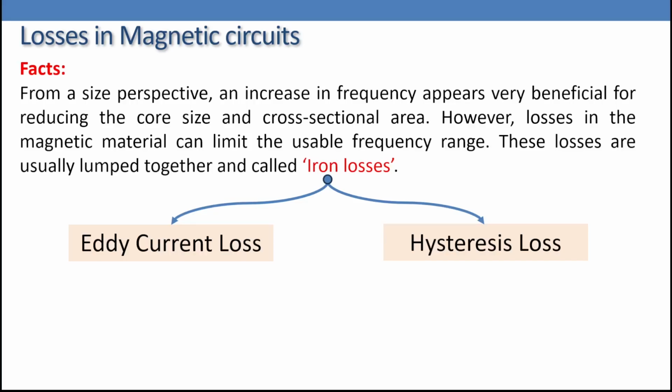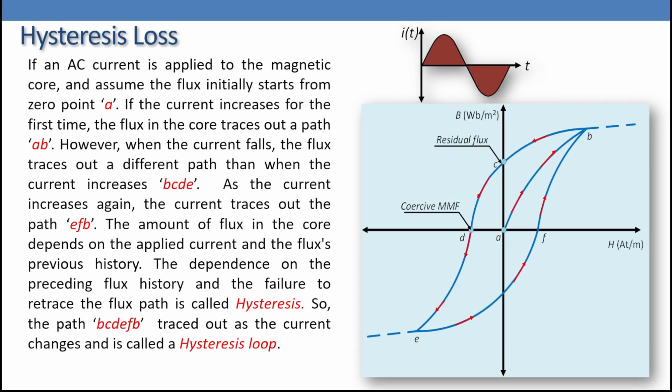Iron losses are divided into two categories: eddy current loss and hysteresis loss. So we are going to look at them one by one. To understand the hysteresis loss, we first need to understand what the hysteresis loop is. Assume we have a magnetic circuit or a magnetic core. We are going to apply an AC current with frequency F to this core.